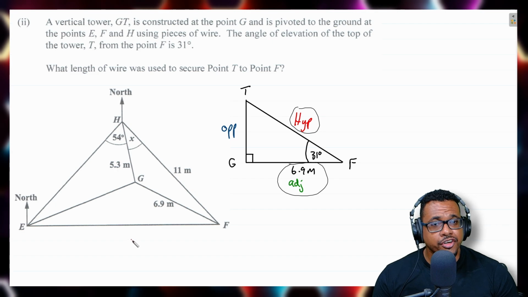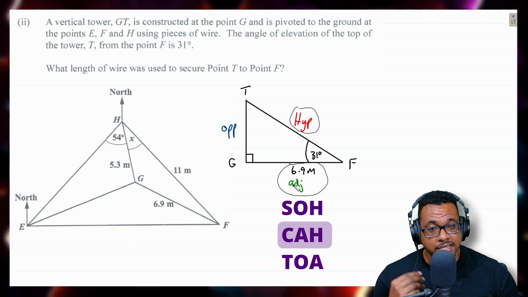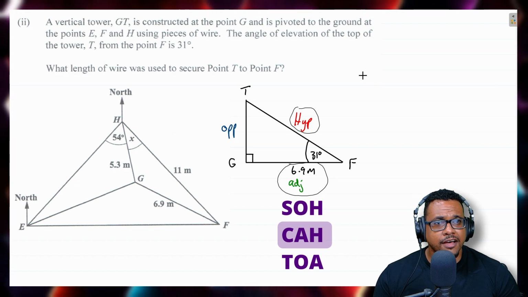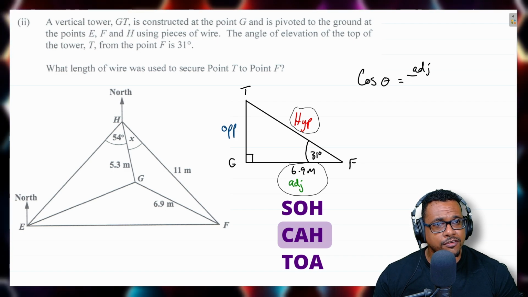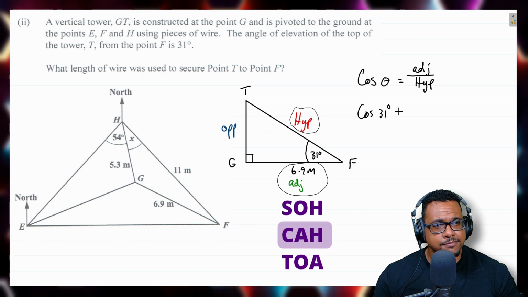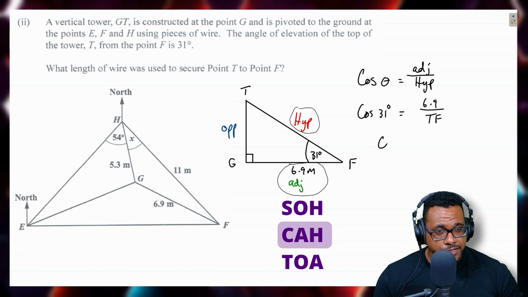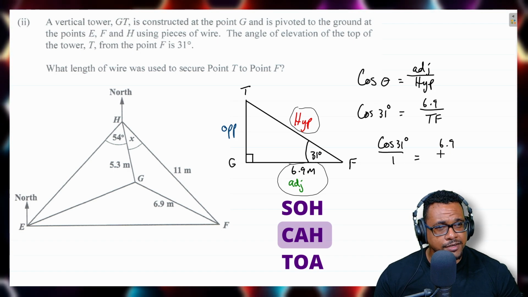So you'll ask yourself, which trig ratio has adjacent and hypotenuse? You say SOH CAH TOA, and that'll be CAH. Adjacent and hypotenuse is cosine. So we're going to have cosine theta is equal to adjacent over hypotenuse. So cosine 31 degrees, the adjacent is the 6.9, and the hypotenuse is TF. We want to cross multiply here. So you're going to put cosine 31 degrees over 1 is equal to 6.9 over TF.